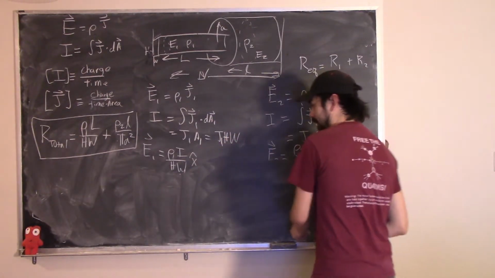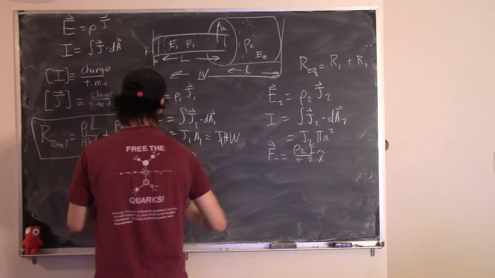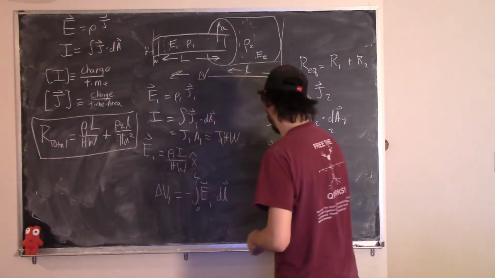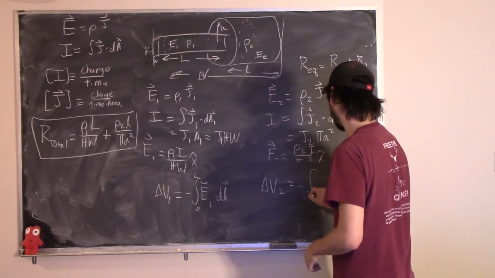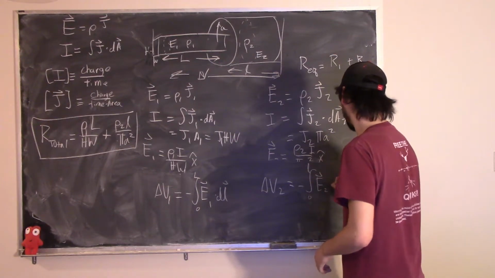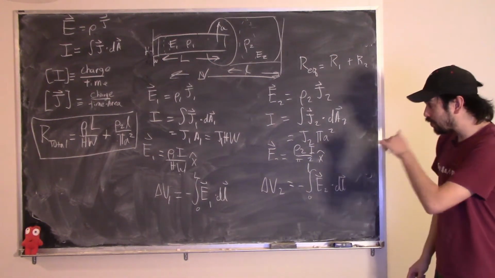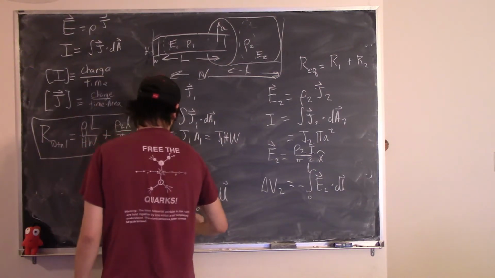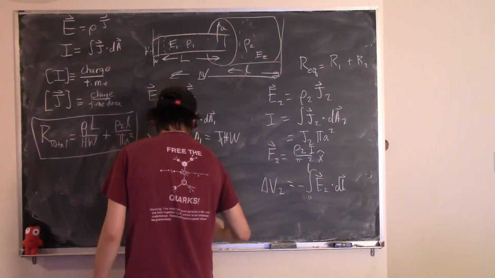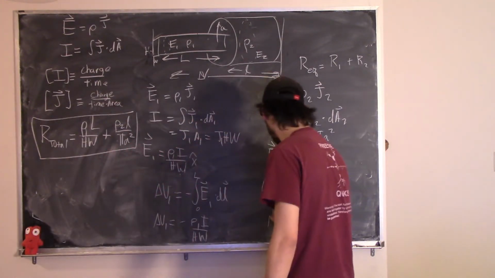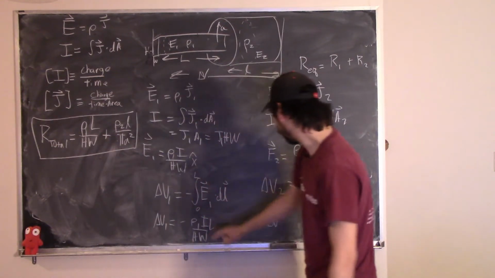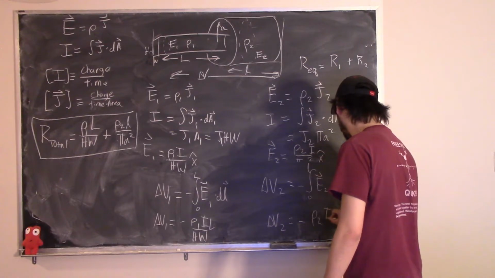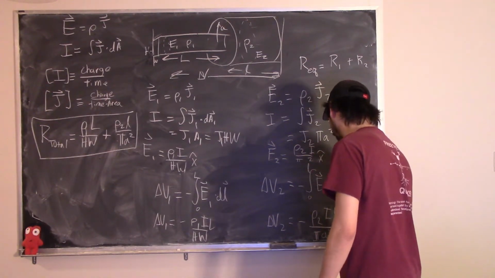This is just to say that delta V1 is equal to the negative integral from 0 to L of E1 dot dl, and delta V2 is going to be equal to the negative integral from 0 to lowercase l of E2 dot dl. Okay? So when we take these electric fields and plug them into these integrals, what we end up seeing is that delta V1 is just going to be equal to negative rho 1I divided by HW, and delta V2, there should be a capital L here. Delta V2 is just going to be equal to negative, this is going to be rho 2I times lowercase l divided by pi A squared.